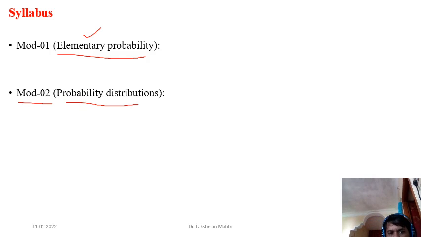In detail we will discuss generally two types of probability distribution. One is the discrete probability distribution, dealing with categorical variables. The other is the continuous probability distribution. Those kinds of distributions we will discuss in detail here in module 2.